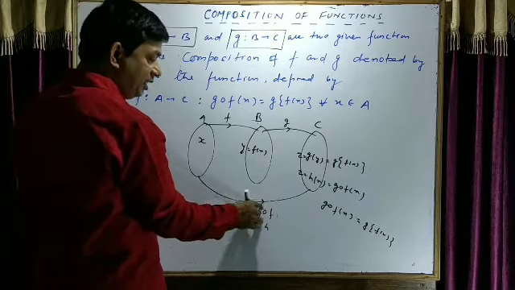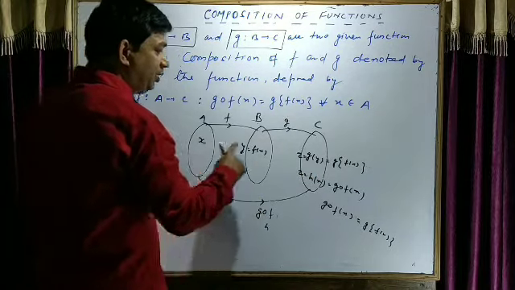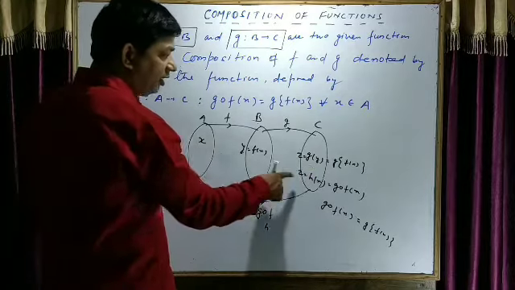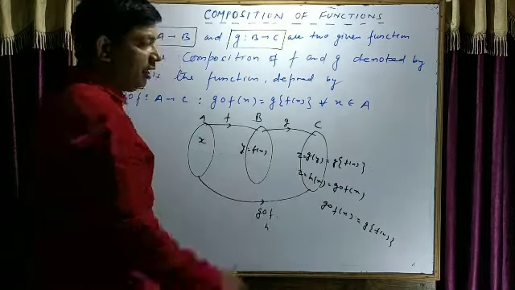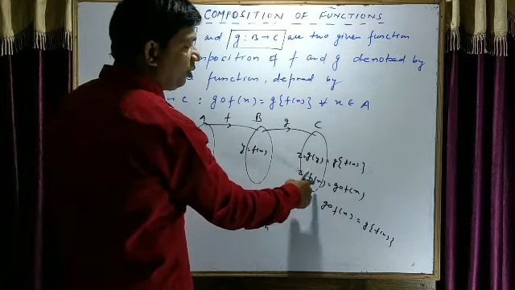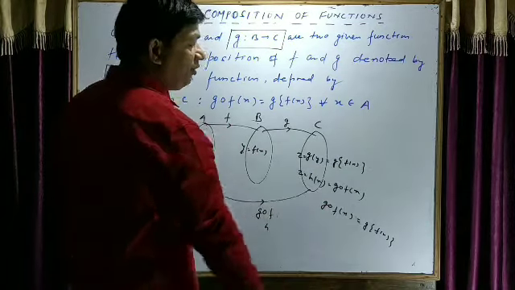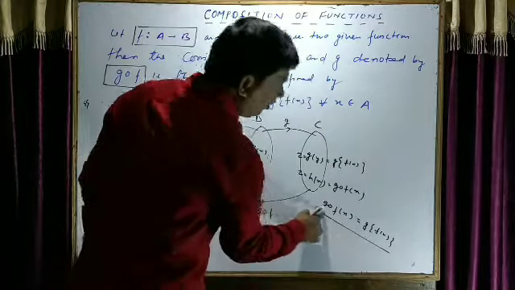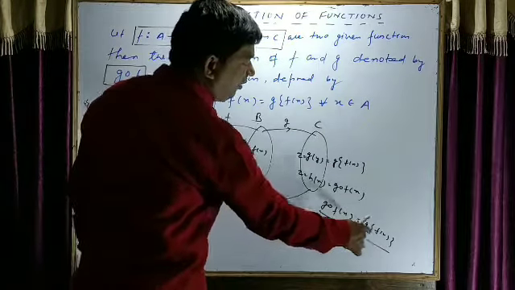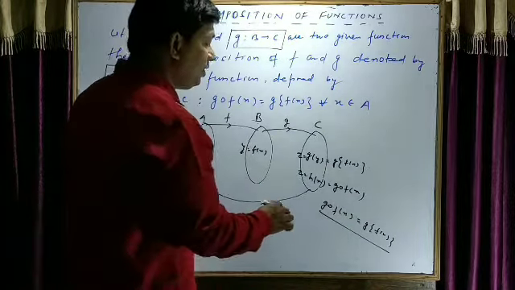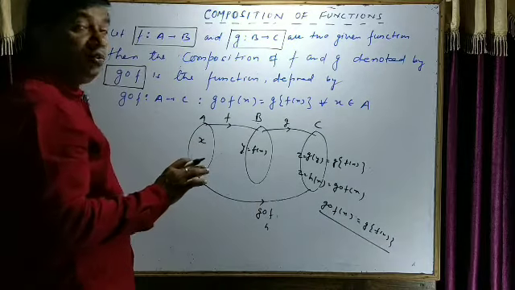I write h, so h is a function from A to C, then h of x is equal to z, and both have z. So in place of h we write g o f. So g o f of x is equal to g of f of x. That is why I wrote g o f of x means g of f of x. So this is the composition of two functions.